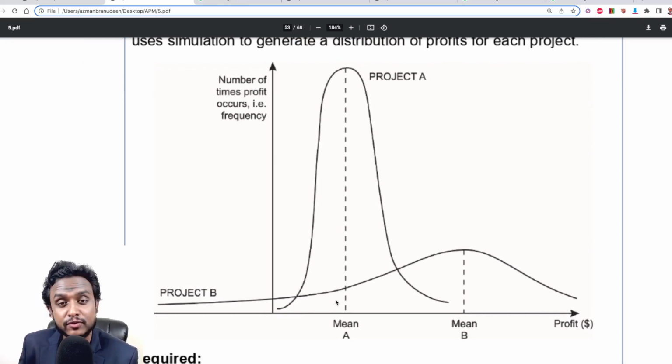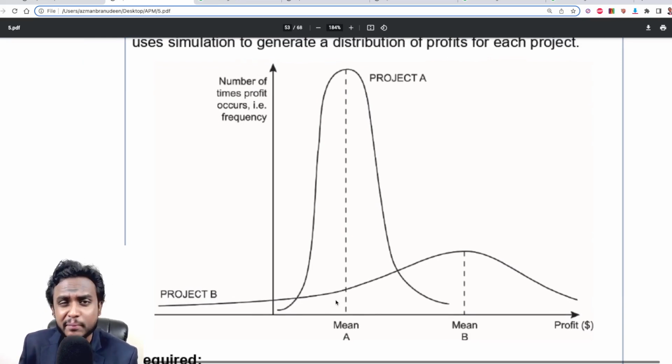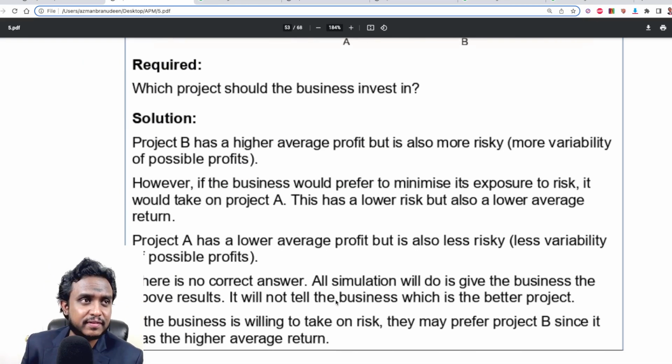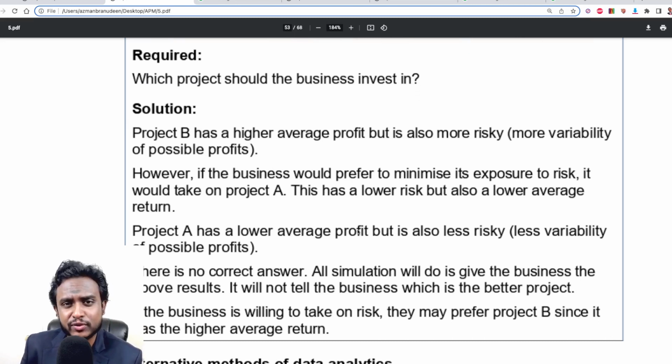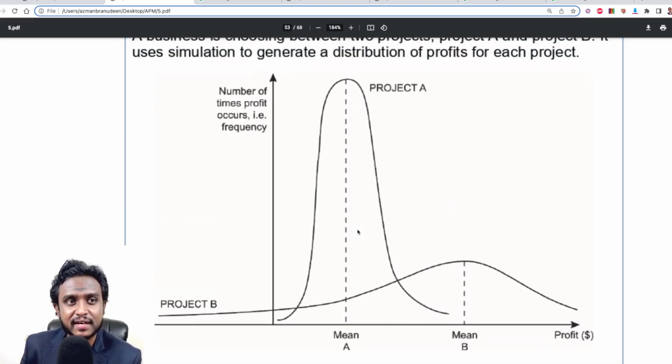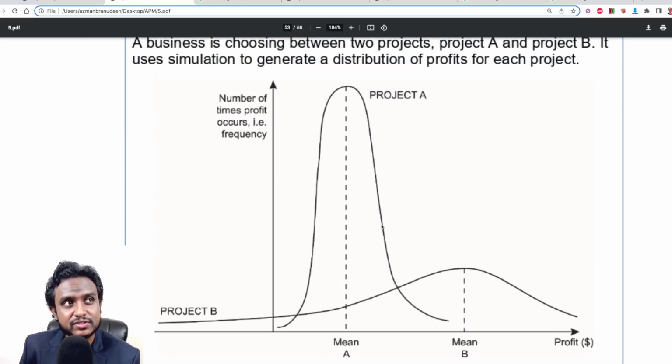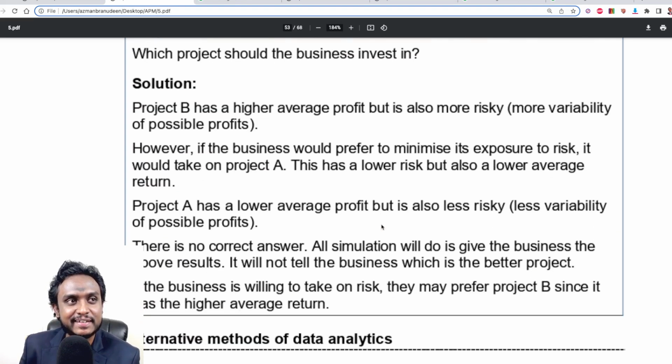And finally, you look at the result and you'll try to decide, okay, am I going to invest in project A or B? There is no right answer. Even to this question, there is no right answer. You know that project B has the higher average profit than project A, but you do know that project A actually has a higher frequency. So the number of times you can make the profit is high. The assurance with the profit is low, because you never know what will happen. So it really depends on your risk appetite.